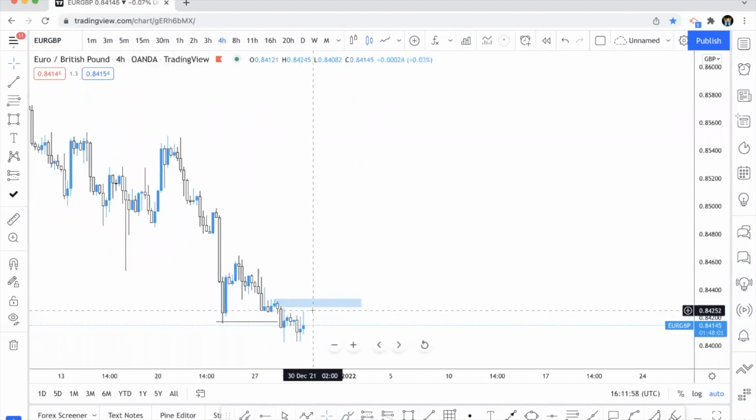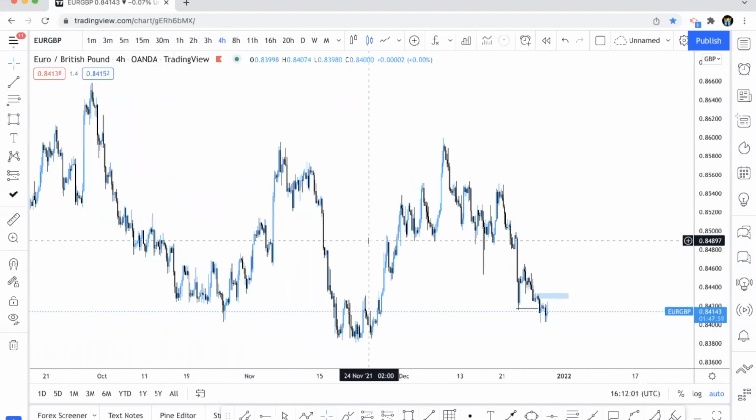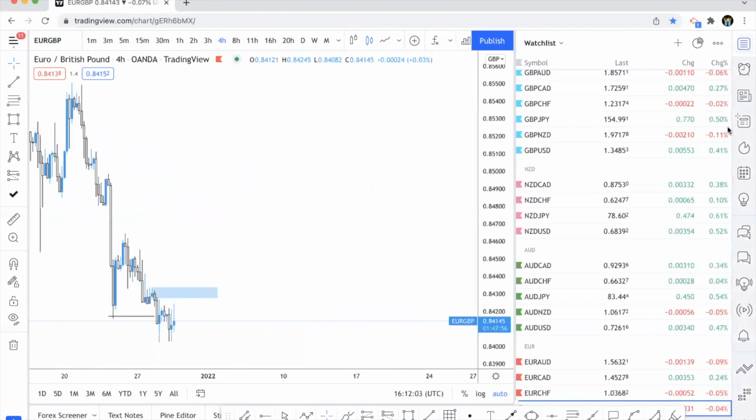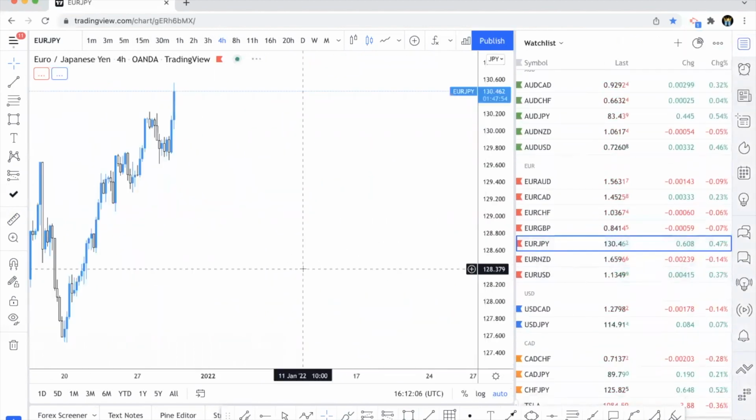Wait for the market to patiently come up to your order block and sell it. It's as easy as that. So that's how I do setups. Let me show you a few other examples here.